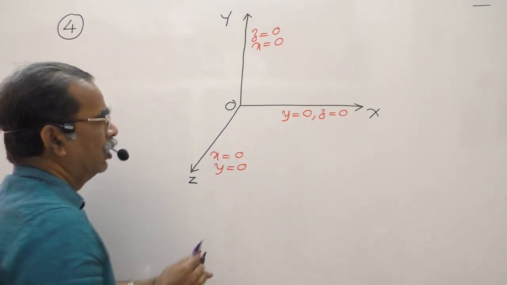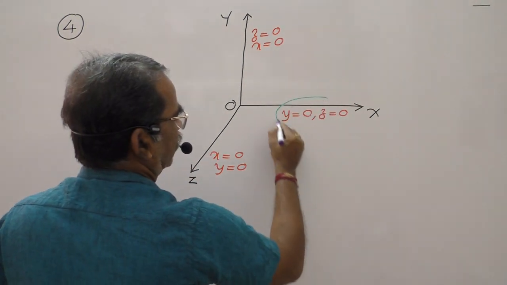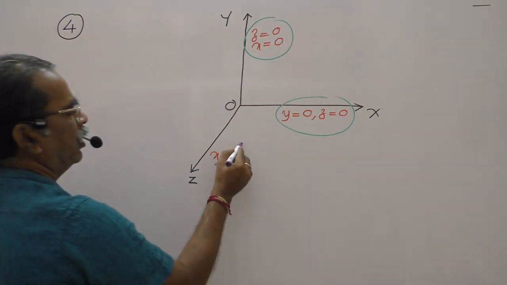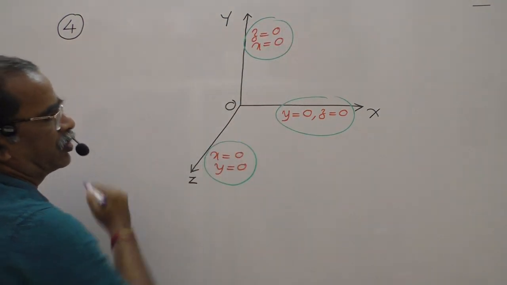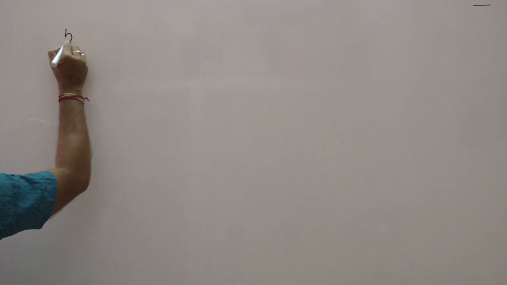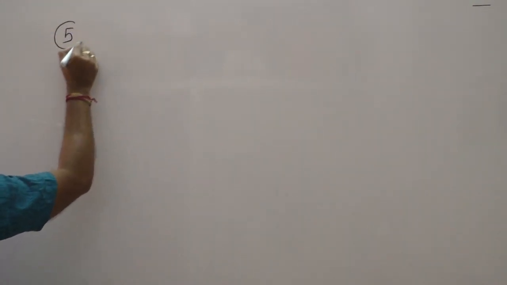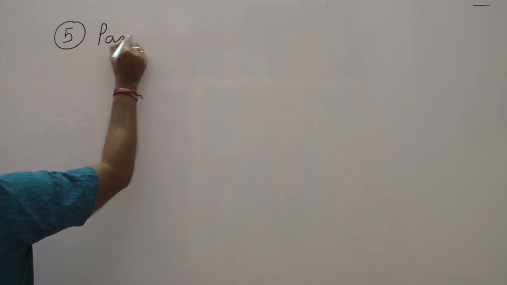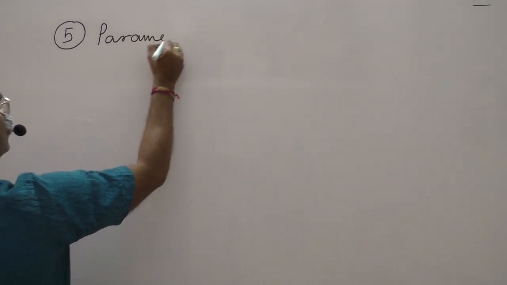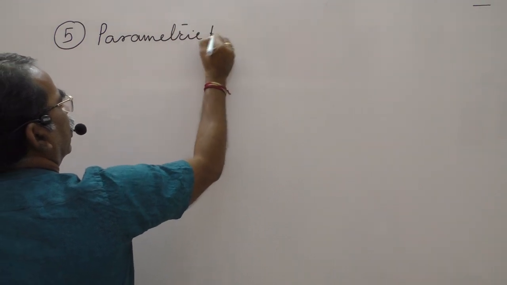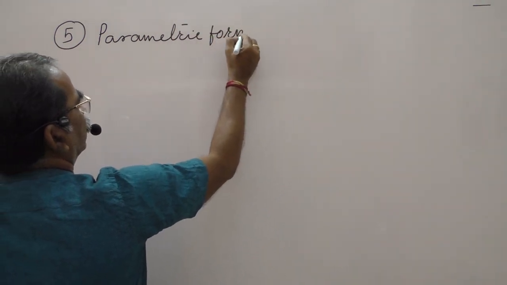So therefore this is the equation of the x-axis, equation of the y-axis and equation of the z-axis. Yes. Next, point number 5. What is this point number 5? Parametric form of a line.